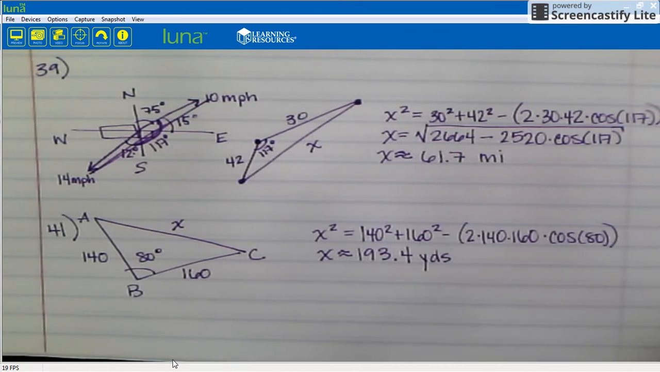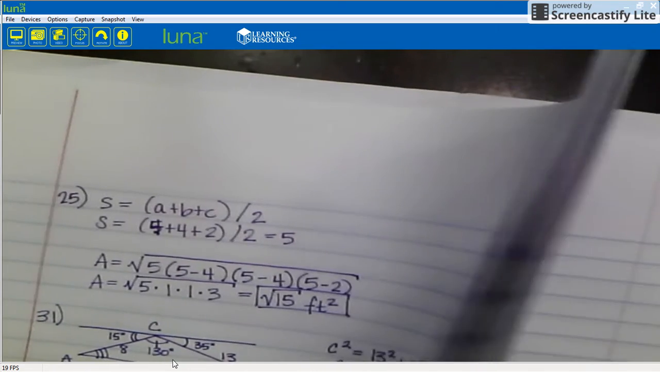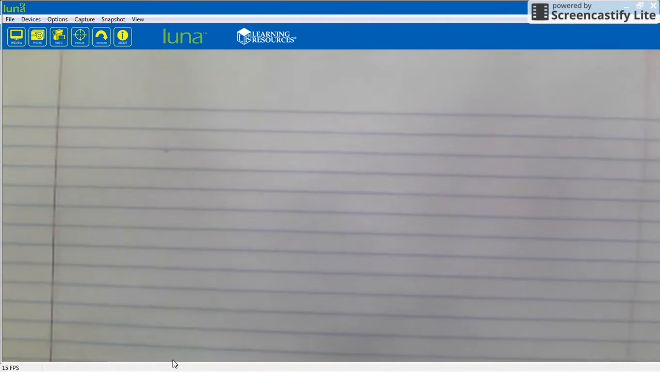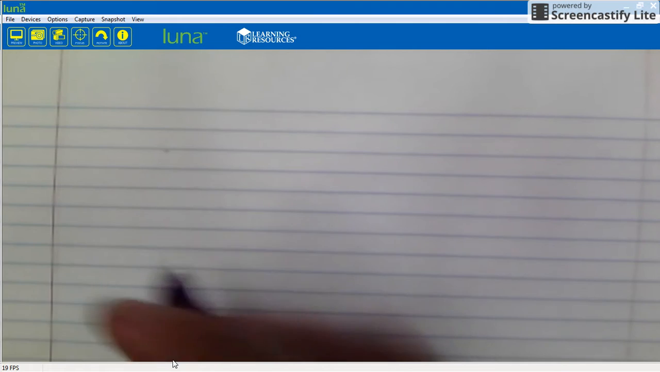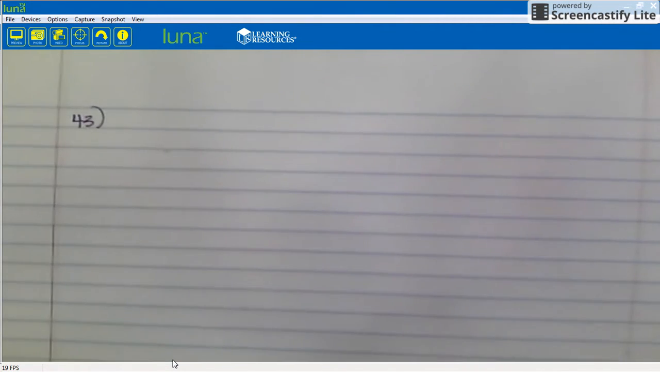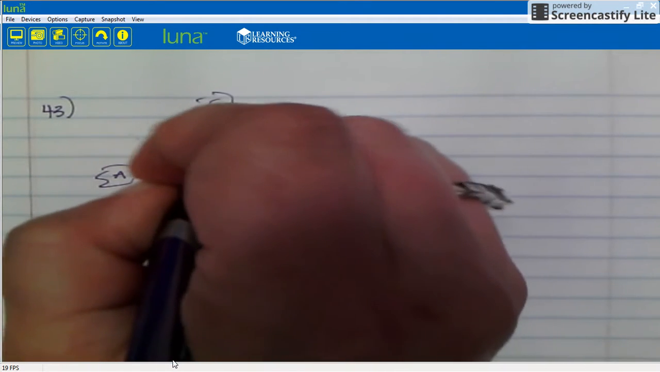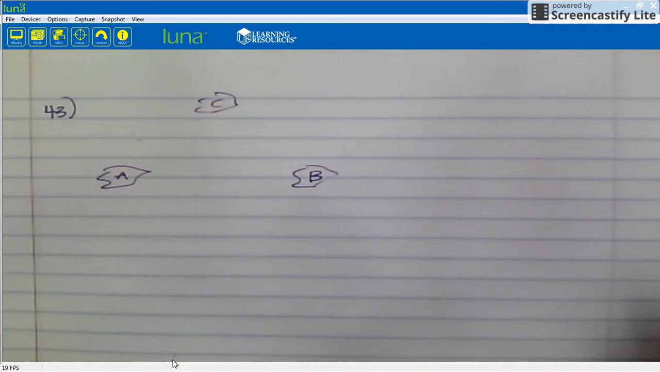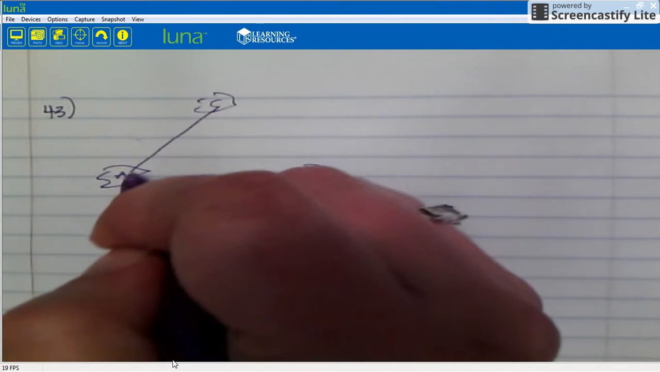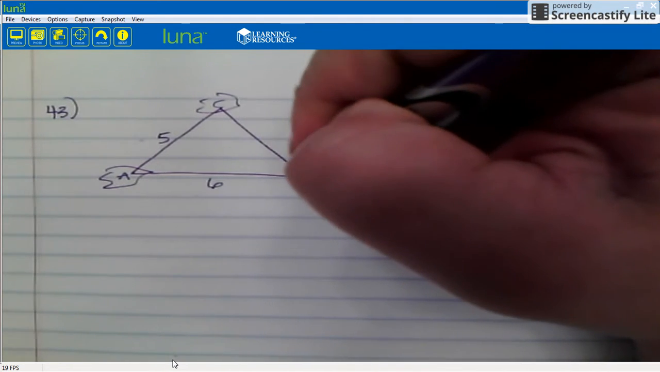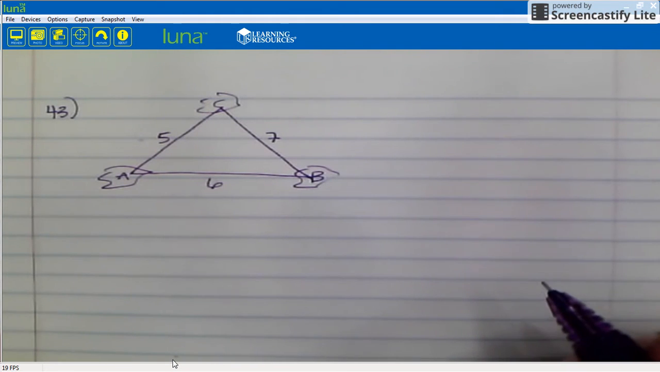Okay, and if you skip over to number 43, then we are going to take a look at the picture and we need to write the bearing. It says in number 43, what you have is a series of islands. And so we have island A, island C, and island B. And it is 5 miles between A and C, 6 miles between A and B, and 7 miles between B and C.